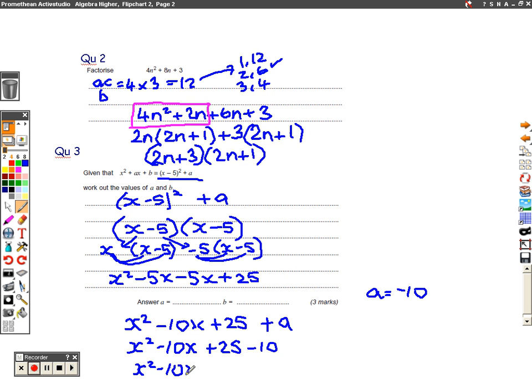So your b value here at the end must be 15. So b is equal to 15. Not minus 15, just 15. Okay?